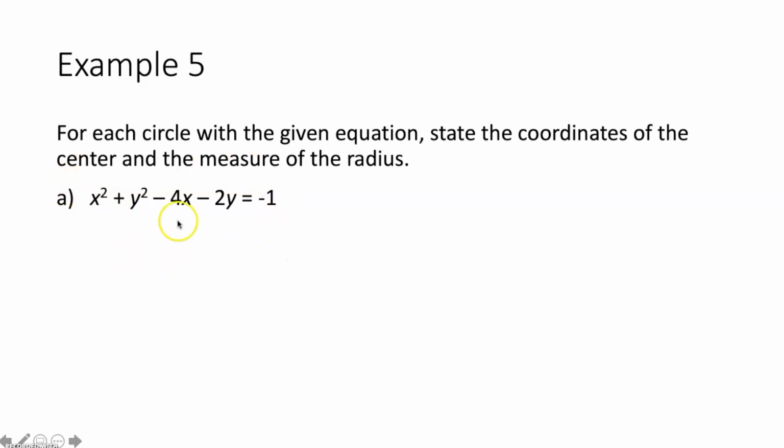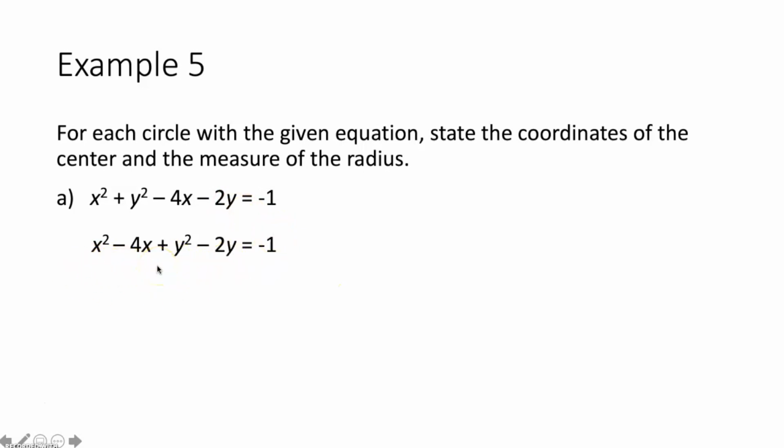So how are we going to get this to be that? Well, we're going to use a process called completing the square. So let me show you how this works. The first step is we have to put the x's next to each other and the y's next to each other. So we're going to take this minus 4x, move it behind the x squared. So it's going to be x squared minus 4x. Then it's going to be plus y squared minus 2y is equal to negative 1. So now we have the x's together and we have the y's together.